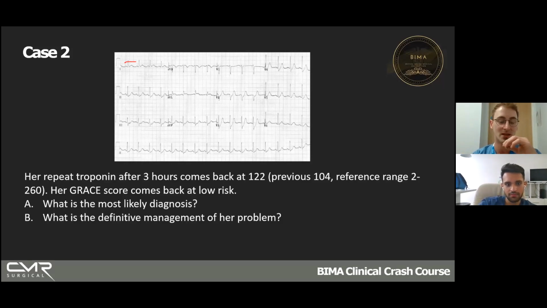Wouldn't you give aspirin? Yeah, you give them aspirin as well. So that's the dual antiplatelets. So the aspirin and the clopidogrel, ticagrelor, whatever. Lovely. Yeah, you guys are on it.